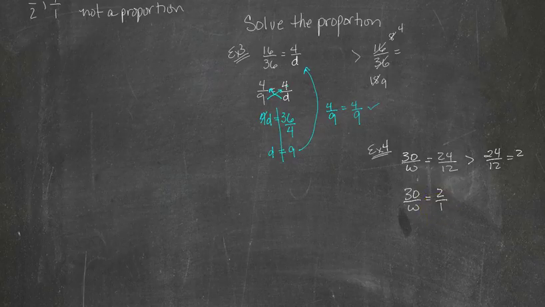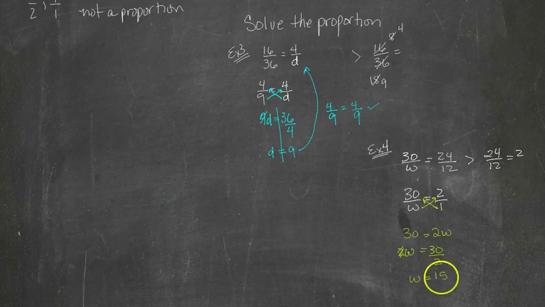Cross product. Multiply 1 times 30 and I get 30, and equals w times 2 and I get 2w. Now w times 2 equals 30. That's just because I like my variables on the left hand side. I'm going to transpose my multiplied 2 into a divided 2, and I have w equals 15.